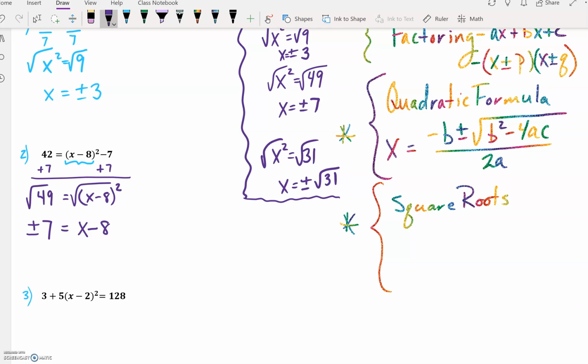Here is where your two numbers are going to come from. One of your answers is going to come from 7 equals x minus 8. Your other answer is going to be a different equation using negative 7 equals x minus 8. So now to get x by itself, I'm going to add 8 to both sides. So I get 15 here. If I add 8 to both sides here, I get x equals 1. So those are my two answers, x equals 1 and x is equal to 15.